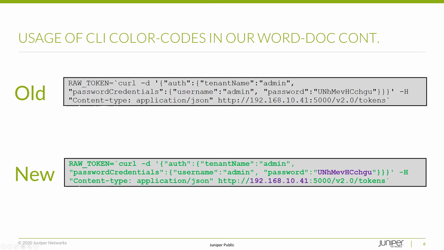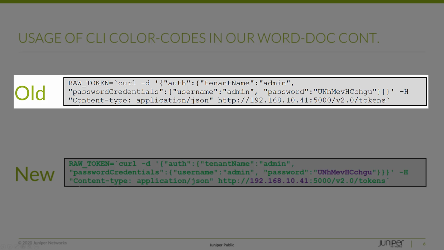Finally, let's introduce the fourth color, purple. Purple represents a change indicator. Let's see how we use and apply it. This is a complex CLI command used to authenticate against OpenStack Keystone to retrieve a token for further API calls.